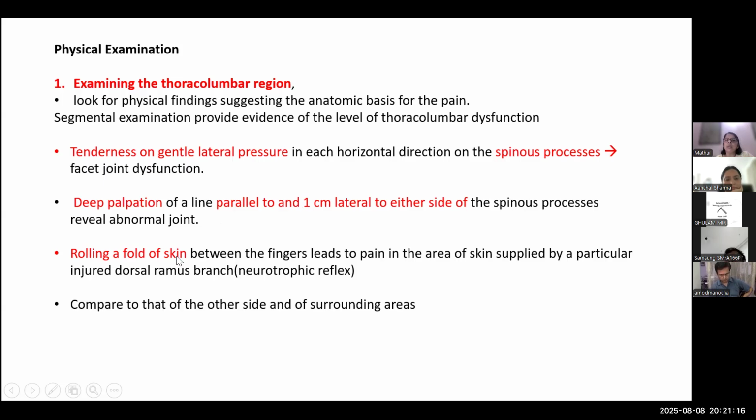We could also see that rolling of a fold of skin between fingers leads to pain in the area of the skin which is supplied by this nerve. This is called a neurotrophic reflex. So you must always compare this to the other side or the surrounding areas as well.